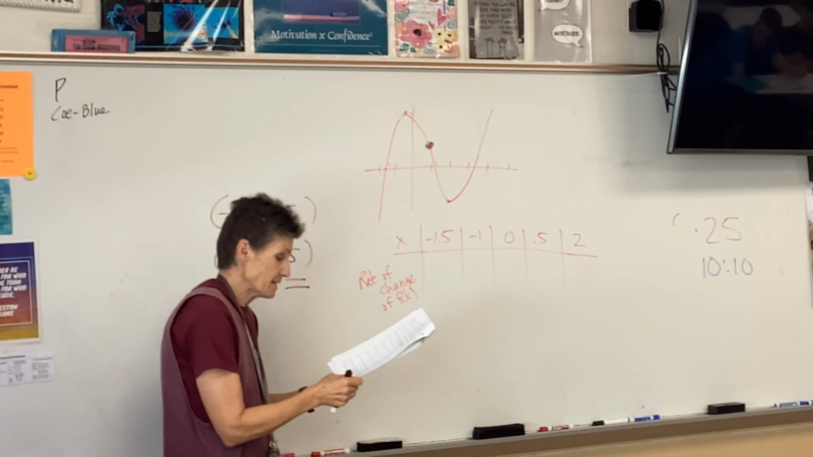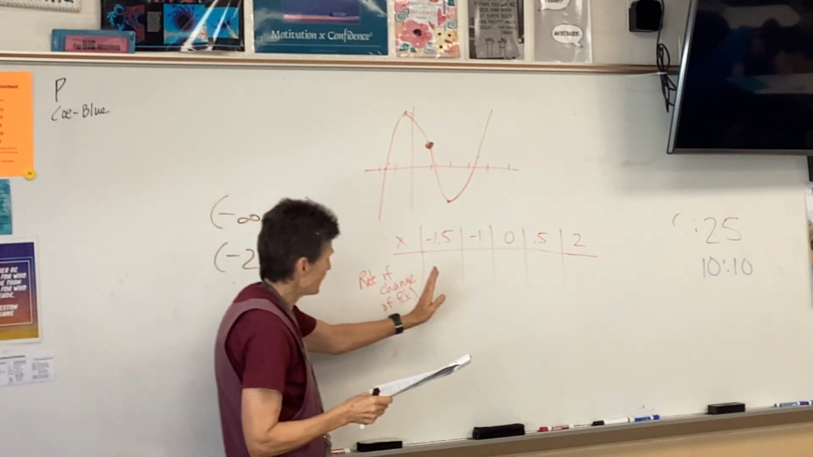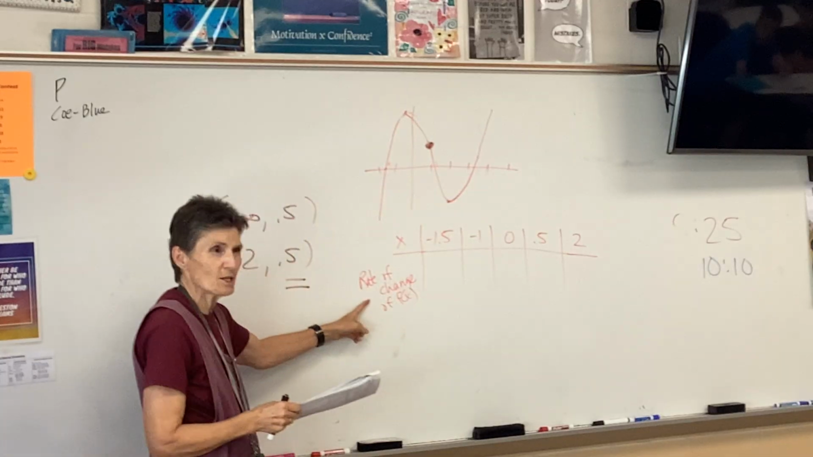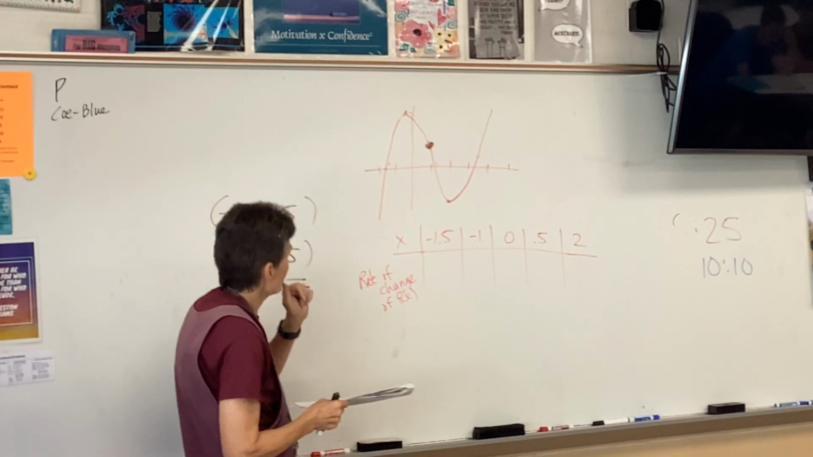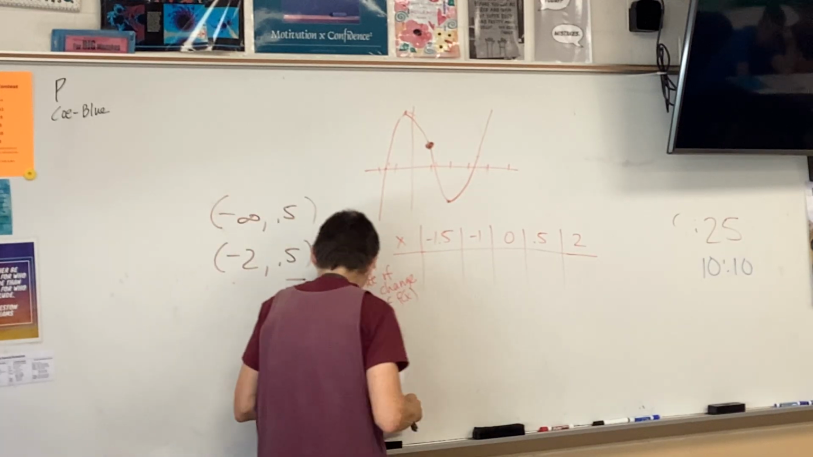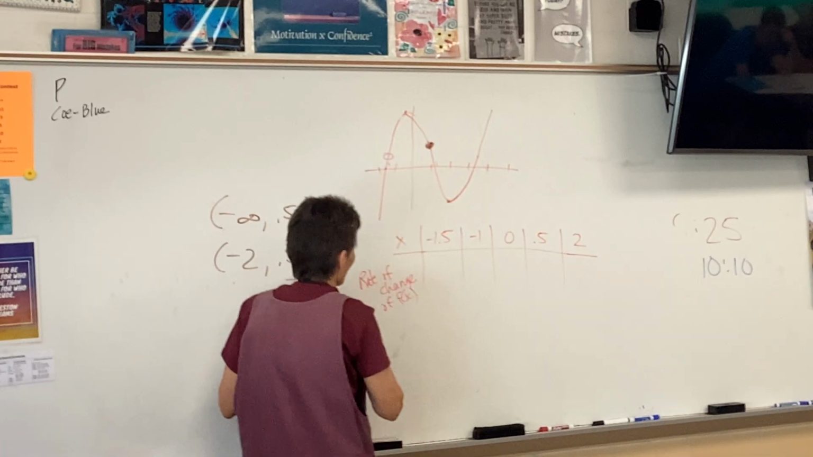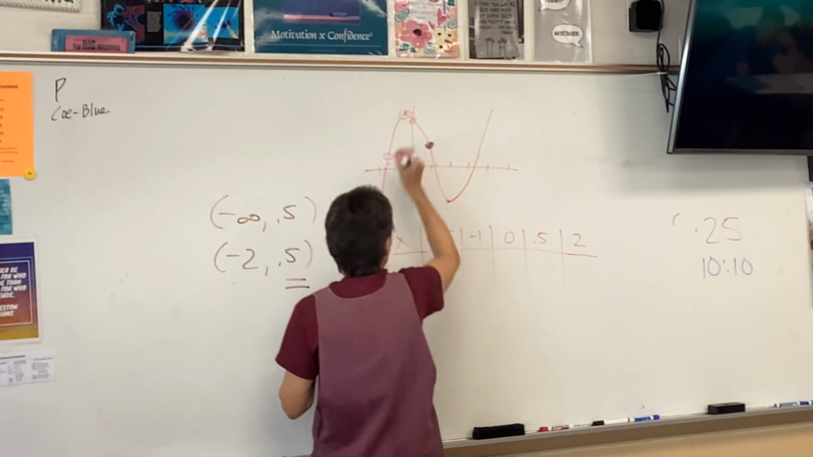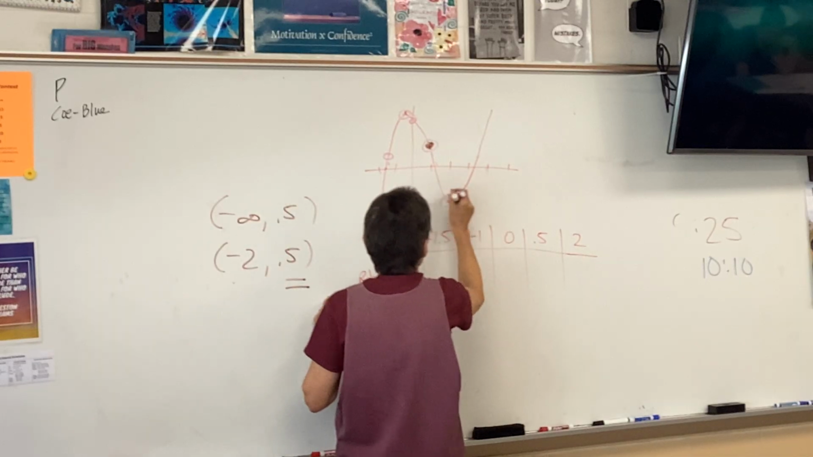So let's look at 9.75. Where do you think 9.75 is going to fall in here? Now remember, rate of change is the slope. So where do you think the slope is 9.75? And my choices are -1.5, so like in here somewhere, -1, 0, 0.5, and 2.